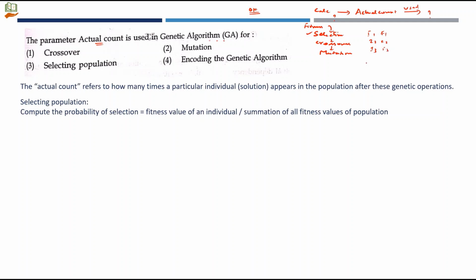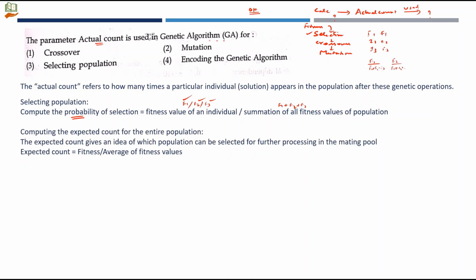Now the probability of selection of I1 will be F1 divided by F1 plus F2 plus F3. For I2 it will be F2 divided by F1 plus F2 plus F3. Similarly for I3 it will be F3 divided by F1 plus F2 plus F3. So the summation will be F1 plus F2 plus F3, and the fitness value will be F1 for the first one, F2 for the second one, F3 for the third one. F1 divided by the summation, F2 divided by the summation, F3 divided by the summation. This will give you the probability of selection.